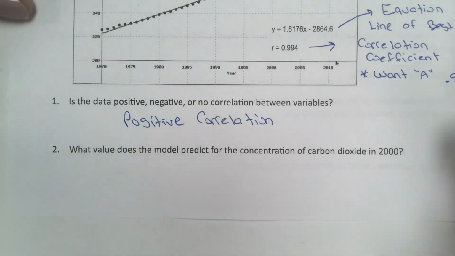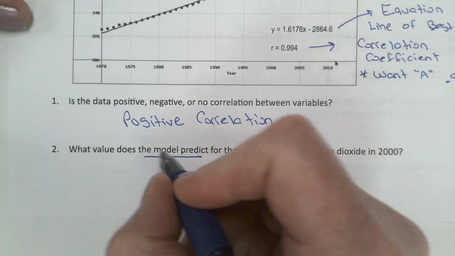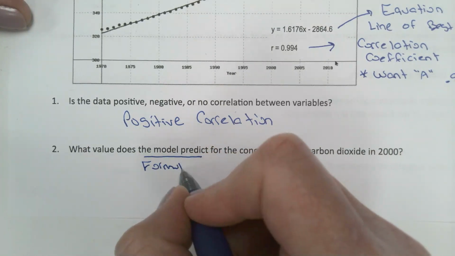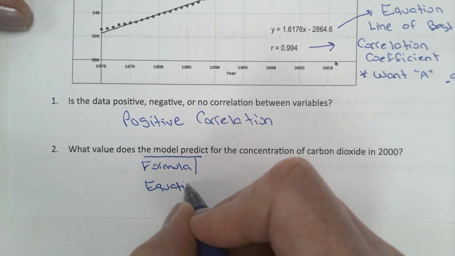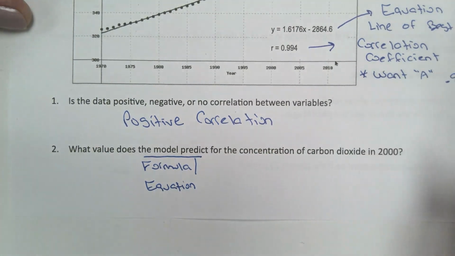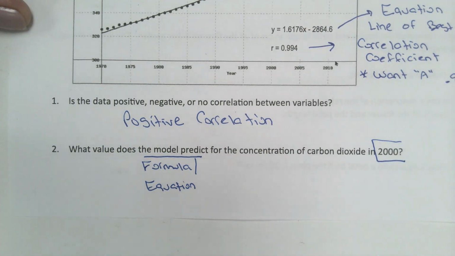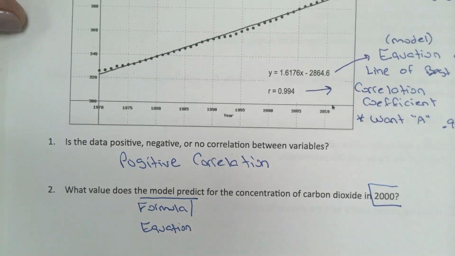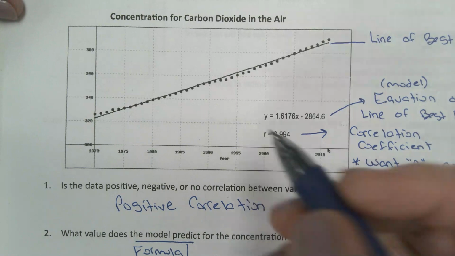This says, what value does the model predict? The model says, hey, go use your formula or your equation for the concentration in the year 2000. Part of this section, you just need to pay attention and you need to read the labels.